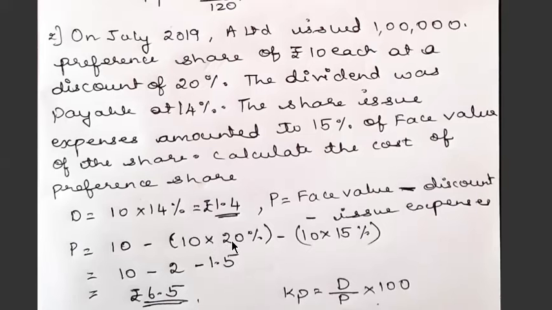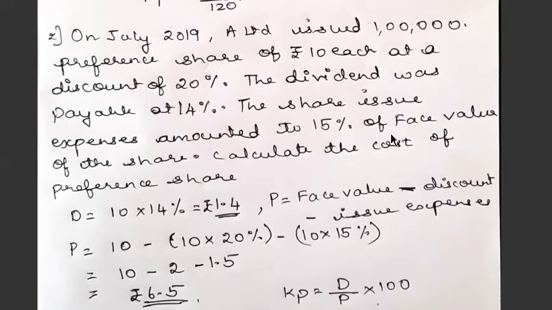It is on face value, so 10 into 20%. Discount and premium always will be calculated on face value. Okay, so 10 is the face value into 20%, you will get 2. Issue expenses will be 15% of face value. So 15% of face value, in the sense 10 rupees is the face value. So 10 into 15%, you will get 1.5. Okay, so you have to check the problem properly. Issue expenses is on the face value or net proceeds, like that. There are two.